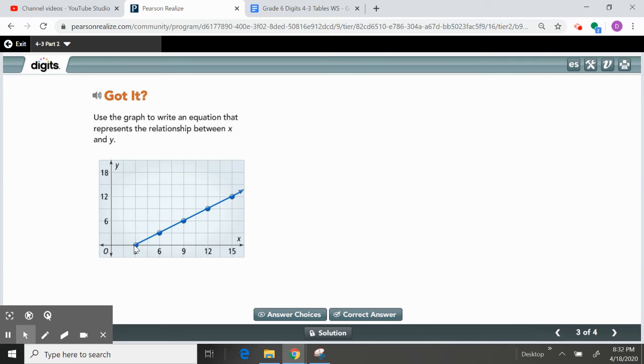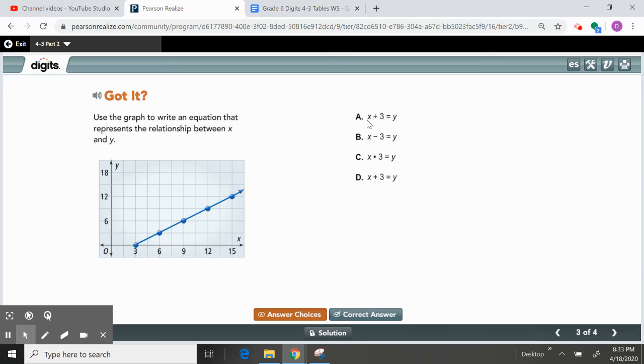So I got these points. Let's see what our answer choices are. X divided by 3 equals y. X minus 3 equals y. X times 3 equals y. X plus 3 equals y. So my numbers are, let's see, 3 and 0. So 3, 0.